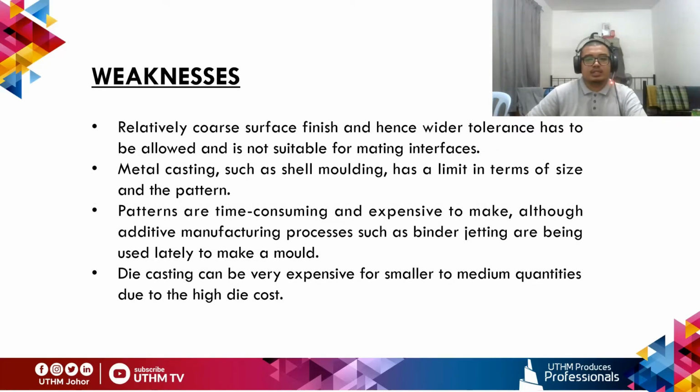Weaknesses of metal casting include a relatively coarse surface finish, so wider tolerance has to be allowed, and it is not suitable for mating interfaces. So parts such as gears and other types of mating parts are not suitable to produce using metal casting. Metal casting such as shell molding has a limit in terms of size and pattern. So metal casting is not suitable for larger products compared to machining.